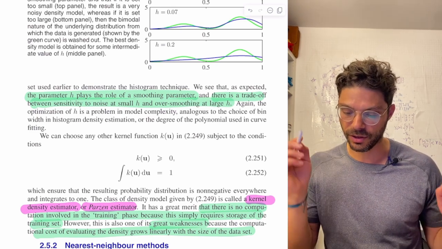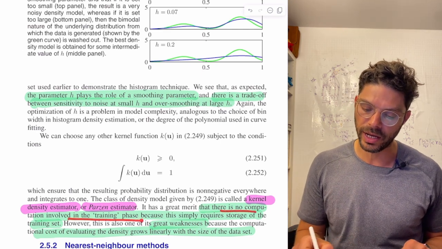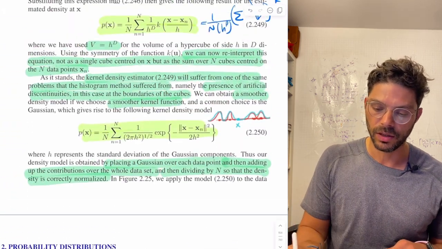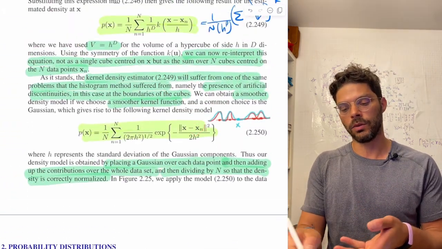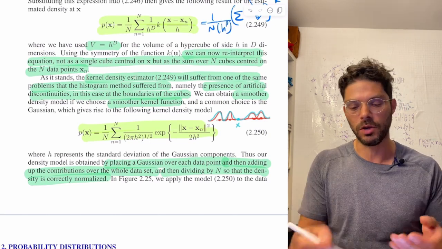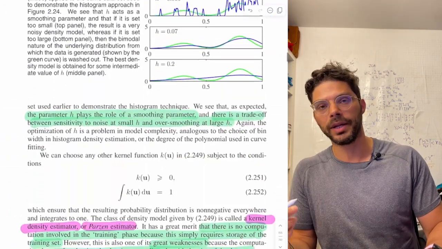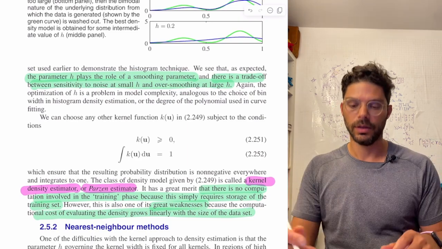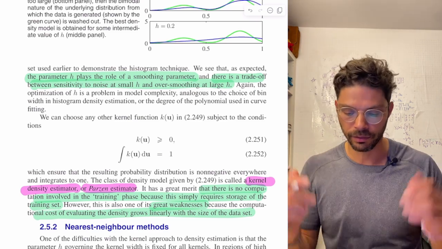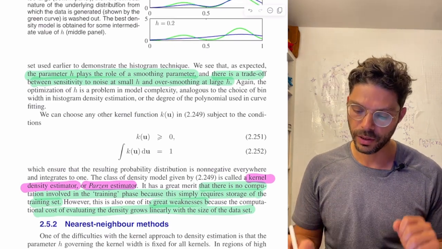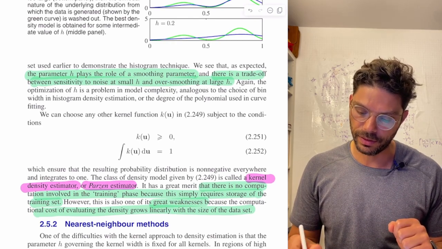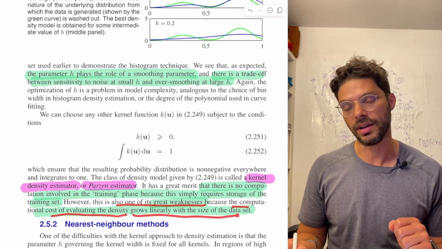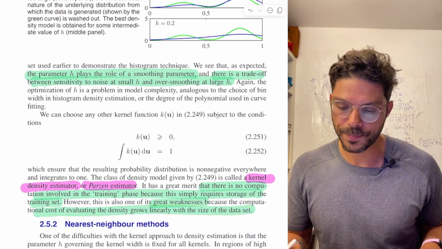So this is cool. It has great merit. There's no computation involved in the training phase because this simply requires storage of the training set. When we're computing these probabilities, we just need to know what the training points are, and then compute the contribution from each, and that's our probability. But now imagine if you have 1 billion data points, and another billion you want to evaluate the probability of. It's a billion times a billion lookups, basically. So this is one of the greatest weaknesses, because the computational cost of evaluating density grows linearly with the size of the data set.